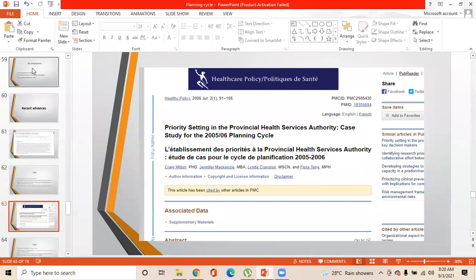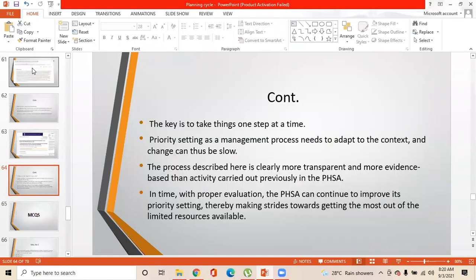Another recent advance that shows priority setting in the Provincial Health Service Authority is also a case study for the 2005-6 planning cycle. The key points to take, one step at a time: priority setting as a management process needs to adapt to context, and change can thus be slow. The process described here is clearly more transparent and more evidence-based than activity carried out previously in the Provincial Health Services Authority. In time, with proper evaluation, the PHSA can continue to improve its priority settings, thereby making strides towards getting the most out of the limited resources available.